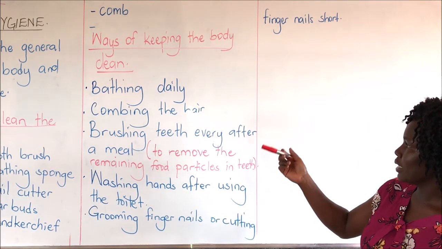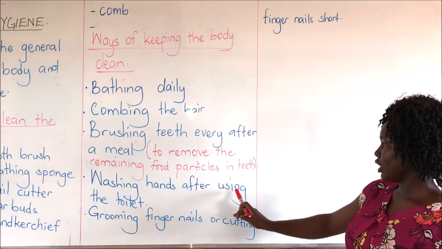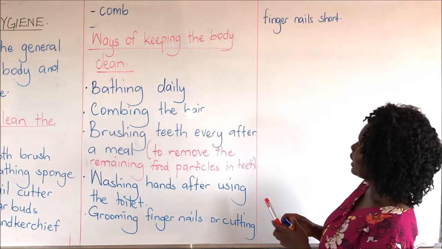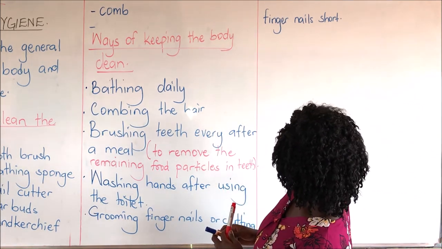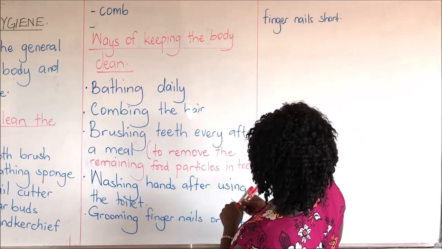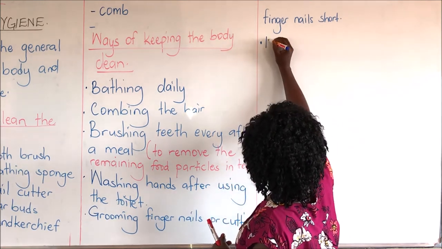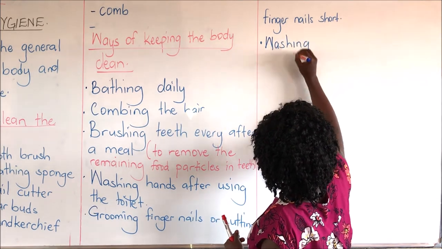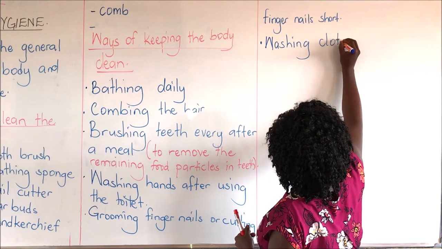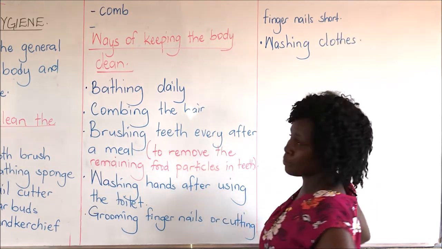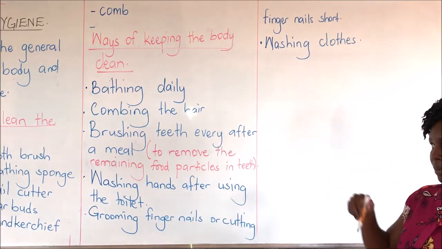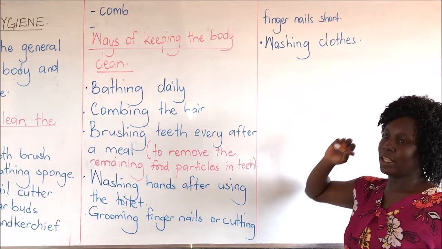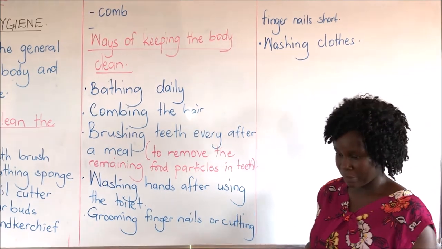So that is bathing, combing, brushing teeth, washing hands after using the toilet, grooming fingernails. Another way, we can also add washing clothes, because after bathing you cannot put on dirty clothes. Because if you bathe and then put on dirty clothes, you will become dirty. So make sure your clothes are clean, and make sure you iron them. Why do we iron? To kill germs.